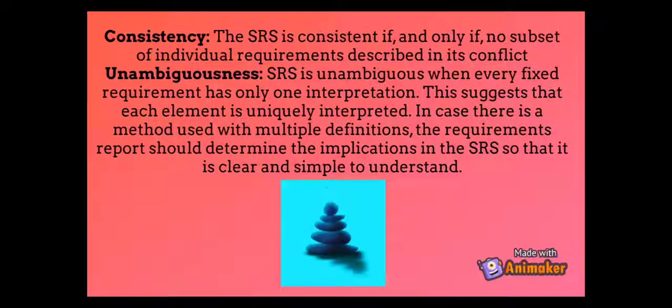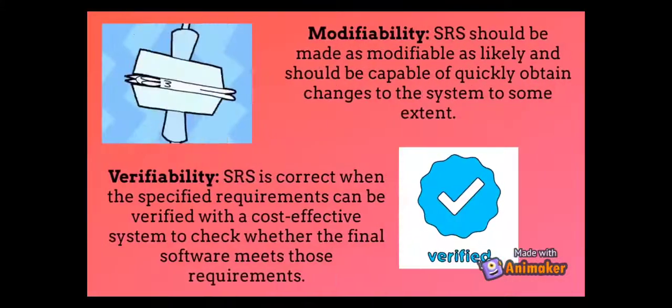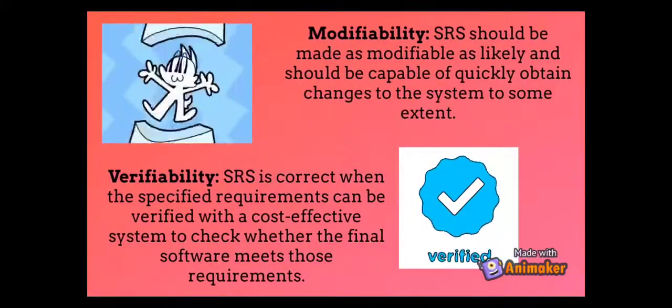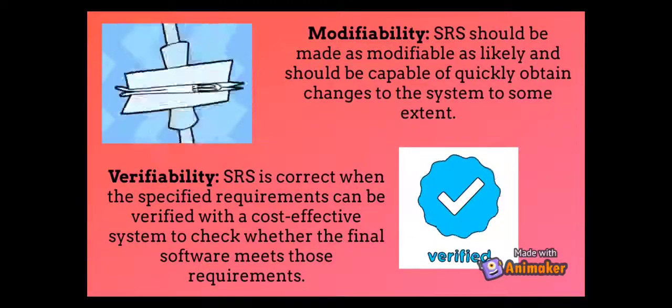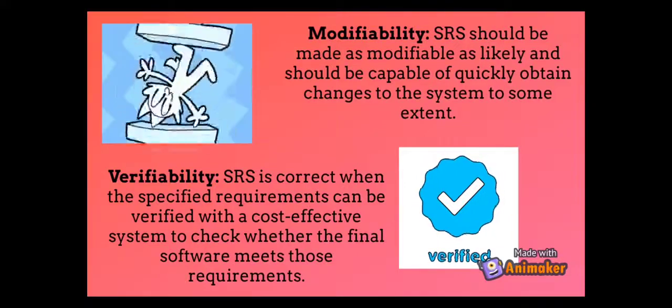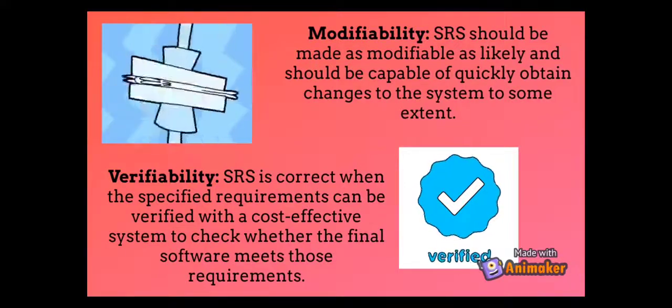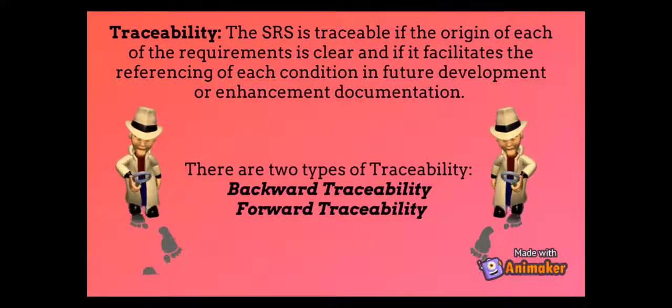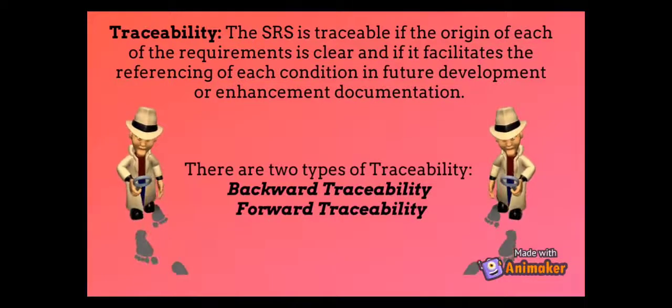The next one is unambiguousness. It determines the implication in the SRS so that it is clear and simple to understand. The next one is modifiability. Modification should be perfectly indexed and cross-checked. So the next one is verifiability. In verifiability, the requirements are verified with the help of reviews.